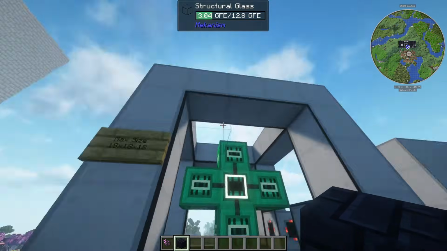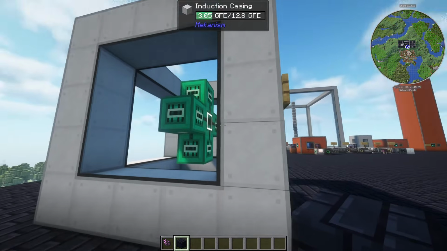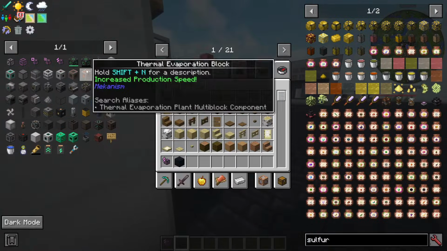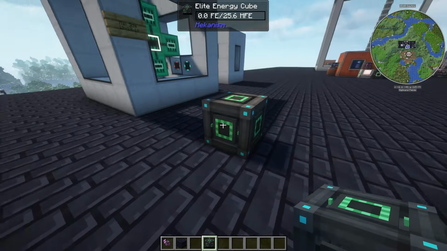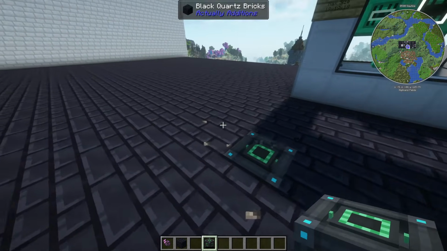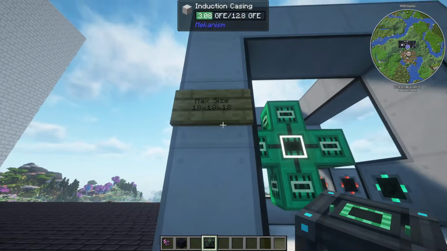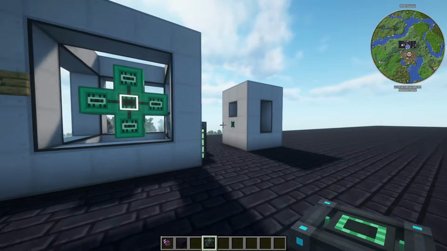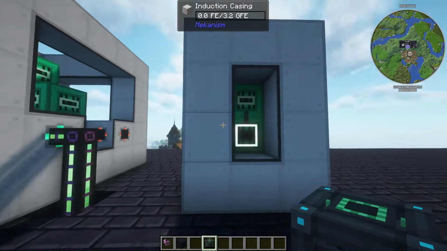All right, so what this multi-block is called here is the Induction Matrix, and basically it's a multi-block energy cube. So instead of one of these, where it's an energy inside of a small cube, which is obviously 1 meter by 1 meter, also known as a block, it's as big as you want it to be up until 18 by 18 by 18. So again, this is the max size, and this is the minimum size that I could get to work, which is 3 by 3 by 4.